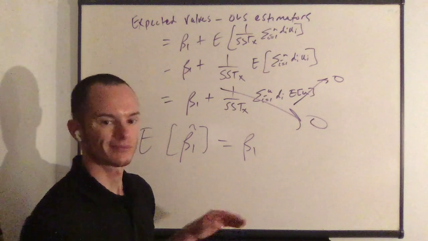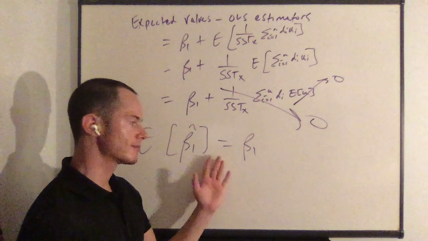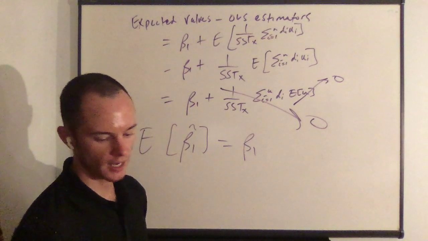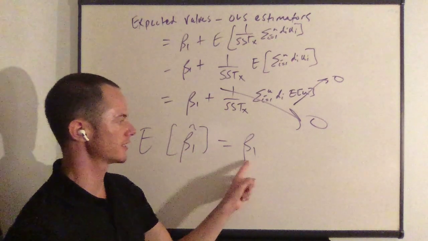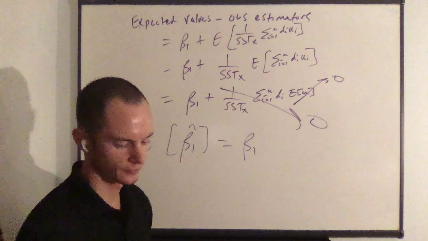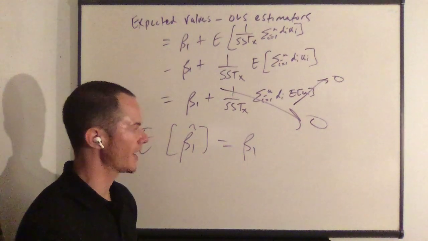But keep in mind that if any of our assumptions fail, then we probably do not have this result that the OLS estimator beta 1 hat is equal to the population value beta 1.